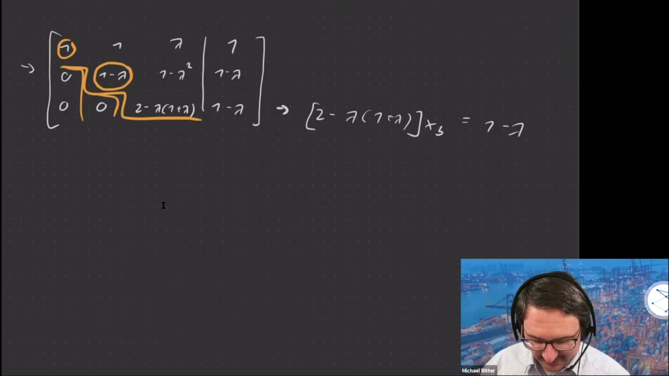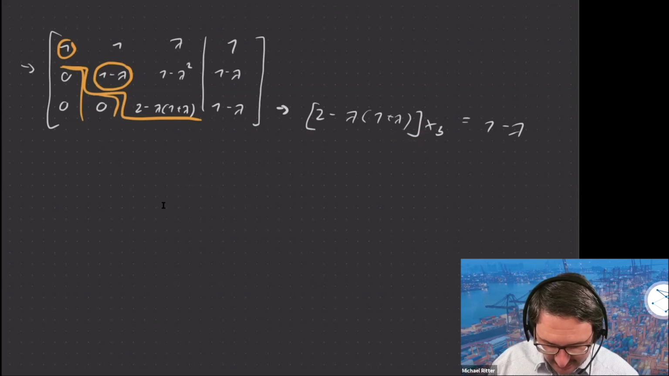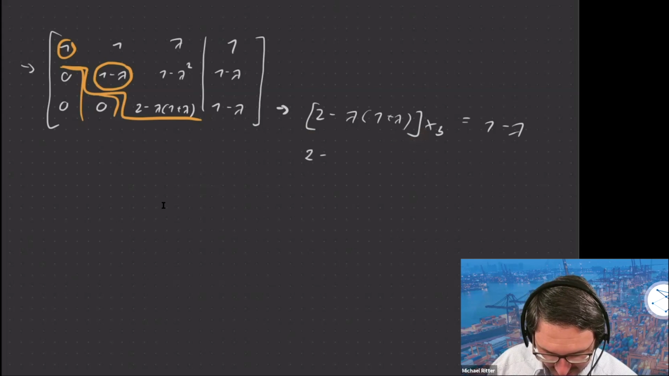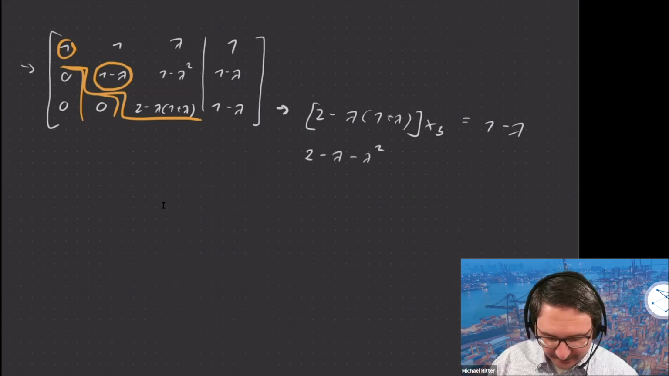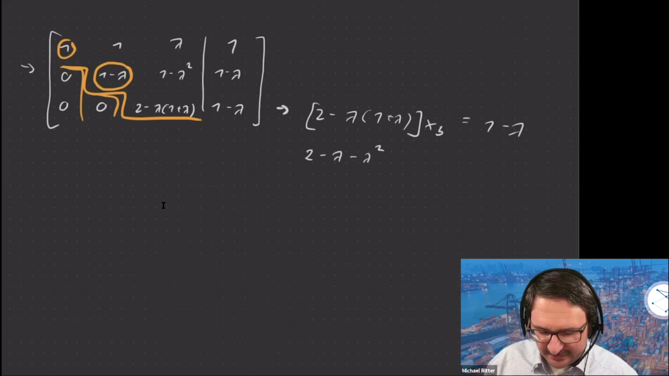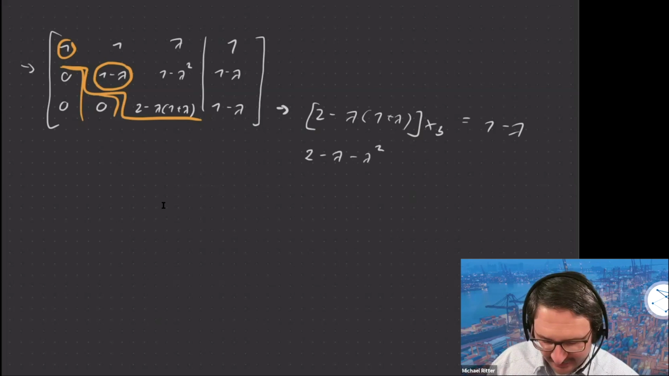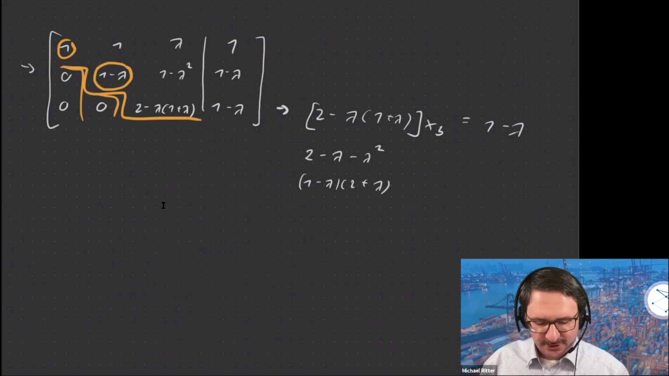Now, we can simplify that a little. So that expression here, that is 2 minus lambda squared. And as you can easily verify, that's the same thing as 1 minus lambda and 2 plus lambda. Just compute the roots of that expression.